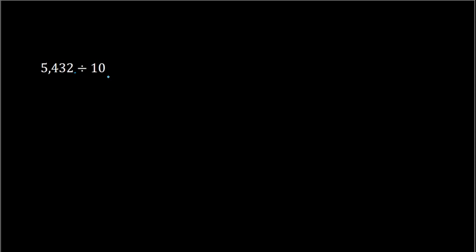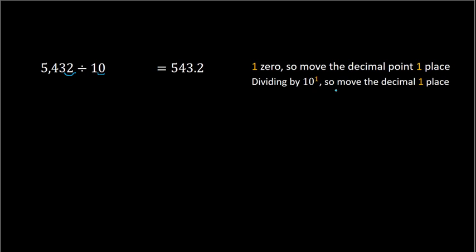So when you're dividing by a power of 10, we look to see how many zeros we have after the 1. There's 1 zero here, which means that's how far we're moving the decimal point. So it moves one place over, and it's going to go to the left because the number needs to get smaller. So the number now becomes 543.2. Another way we can think of this is 10 as 10 to the first power. And because the exponent is 1, we move the decimal one place.